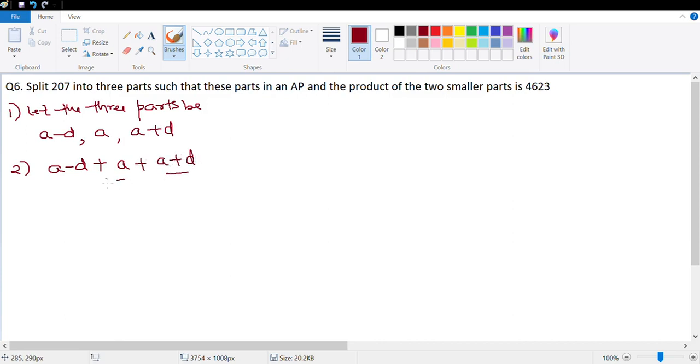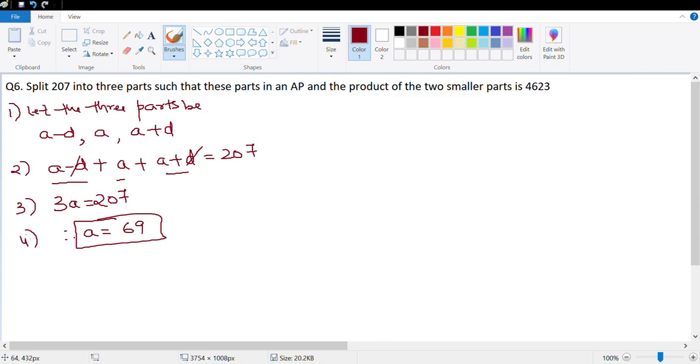These are the three terms that we had. The sum of this is 207. Negative D and plus D get cancelled. So 3A is equal to 207. Therefore, A is equal to 207 upon 3. That's 3 into 6, 18, 27. That's 69. So A is equal to 69.